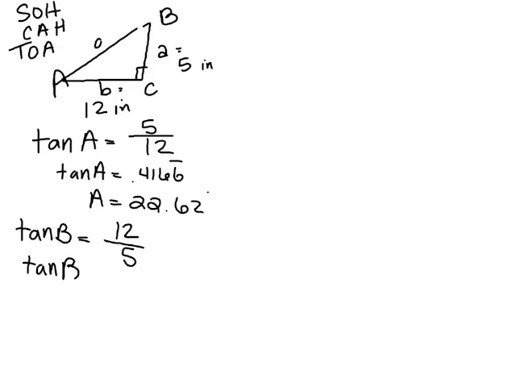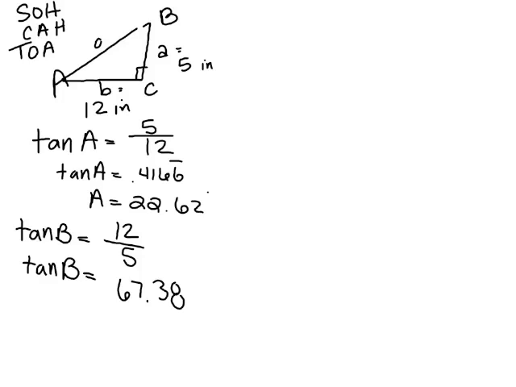So either table or calculator. Second function, tangent, B equals 67.38. 67.38 plus 22.62 is 90. We're doing okay so far. So there's angle A and angle B. Now what am I missing still? Okay, I'm still missing the side length of C.